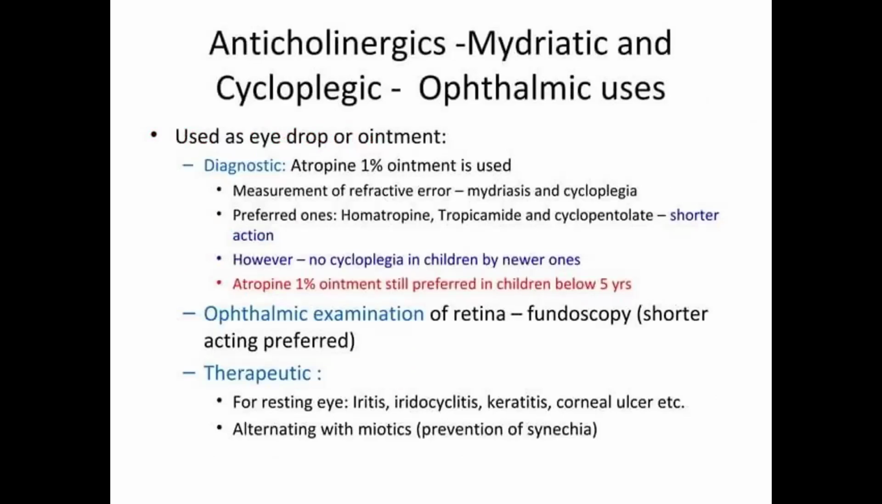Now, mydriatic and cycloplegic ophthalmic uses. For diagnostic purposes, for ophthalmic examinations, atropine 1% ointment is used. For therapeutic uses, we use it in iritis, iridocyclitis, keratitis, corneal ulcer. Why? Because you want to decrease the secretions. But yes, not much therapeutic value these days.